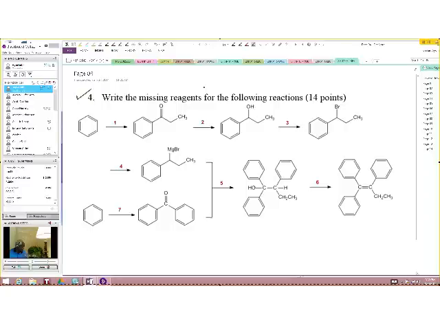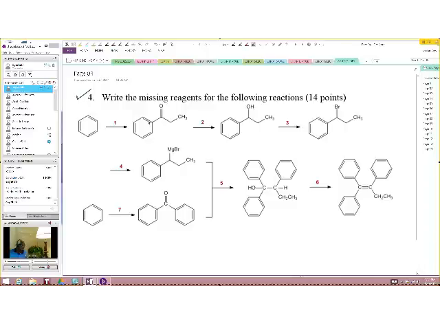Write the missing reagents for the following reaction. Okay, thank you. So write the missing reagents for the following reactions. Once again, this is simply testing your knowledge of the reagents. So for step 1, what type of reaction is this? We are going from benzene to this ketone here. What kind of reaction is this, and what reagent do we need here?